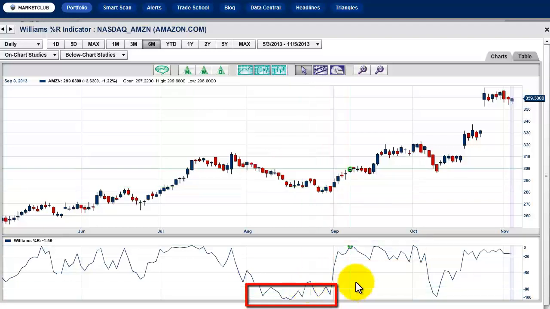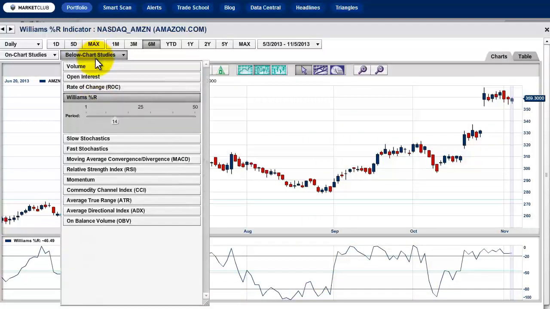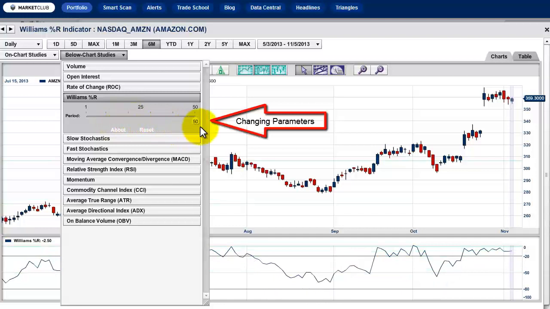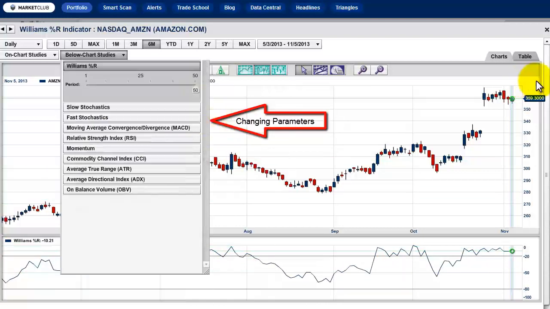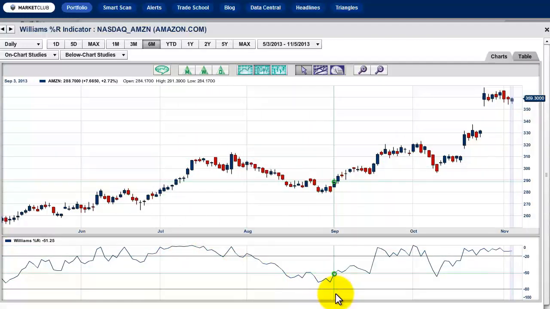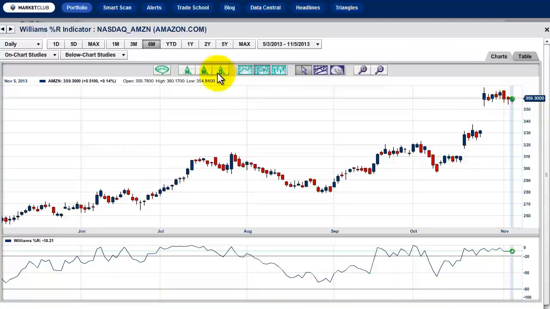The other thing you can do with this indicator is move the parameters around quite easily. It's set at 14, which is the default parameter, but you can move it like this, and you see how things change, and that is a 50-day Williams %R. It gives you a different dynamic of the indicator itself. As you can see here, it's overbought for a much longer period of time, and it really never gets to the oversold condition.